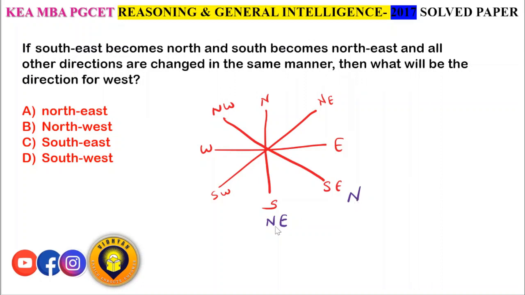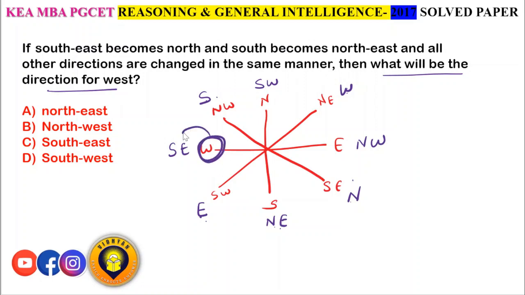See, if this is north and if this is northeast, northeast lies between north and east, right? So this will be east, correct? North, east, this is northeast. So if this is north, opposite direction is south. If this is east, opposite direction is west. So if this is south and east, the middle one will be southeast. If it is south and west, the middle one will be southwest. If it is north and west, then this will be northwest. Now what will be the direction for west? West will become southeast.